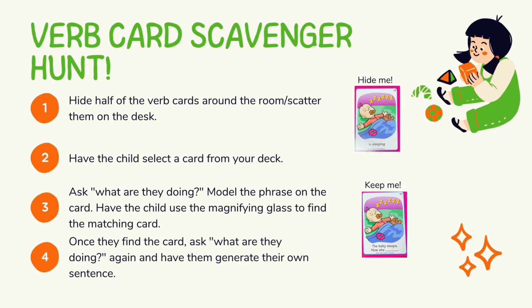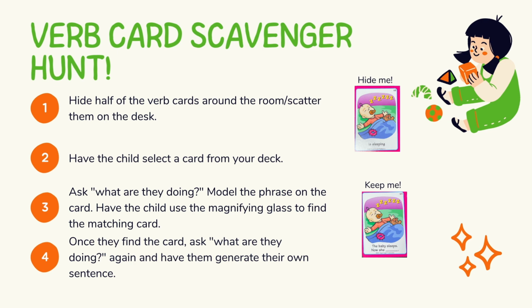Then, you'll place the verb cards that include the phrases around the room. This can include being taped on the walls, hidden under or behind objects, or for children who don't like to move around or have difficulties with moving around, place them around the table. Create a stack with the remaining cards. Engage the child in a scavenger hunt for the missing cards.